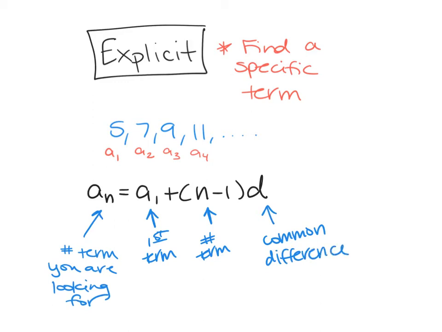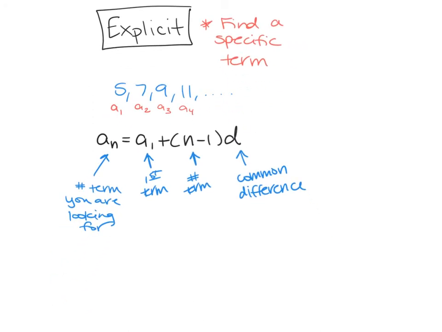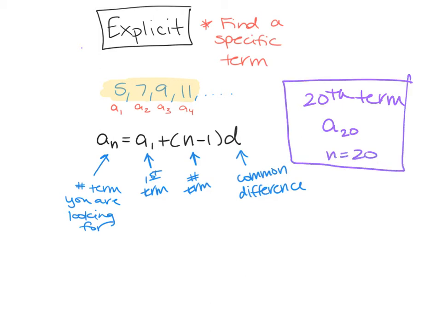All right, so I'm going to use this example here. When I plug everything in, let's say I want to know what the 20th term is. So if I want to find the 20th term, that's going to be A sub 20, or n equals 20. Okay, I want to find the 20th term, meaning A sub 20 and n equals 20.